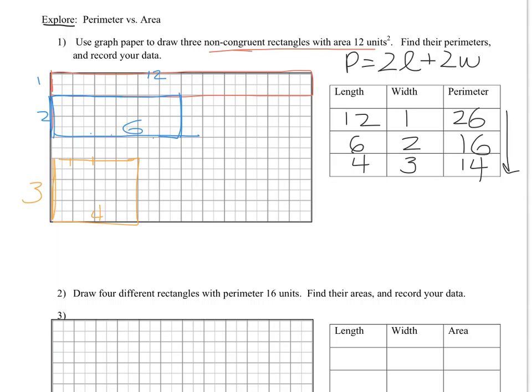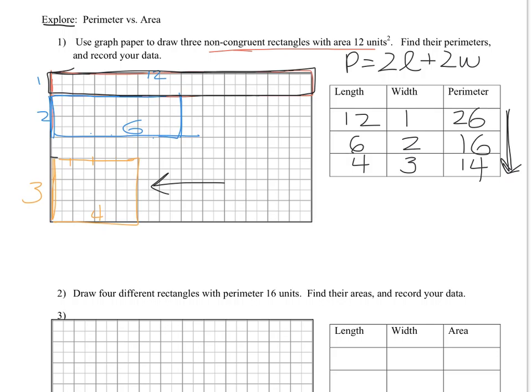And if you notice what's happening, as the figures start to look more and more like a square, the perimeter is getting smaller. The largest perimeter is the one that looks the least like a square, the very long and thin one.